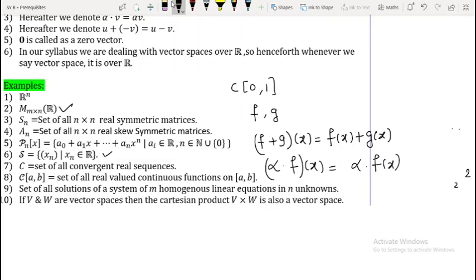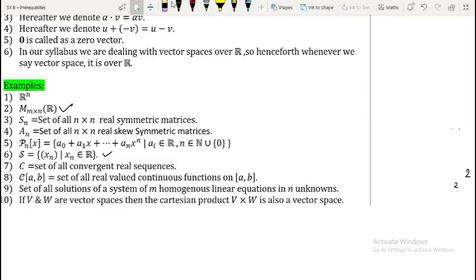So with respect to this addition and scalar multiplication, this set of all real valued continuous functions is going to be a vector space over R. Next one is the set of all solutions of a system of m homogeneous linear equations in n unknowns. Remember, we are talking about the solution of a system of m homogeneous linear equations in n unknowns.